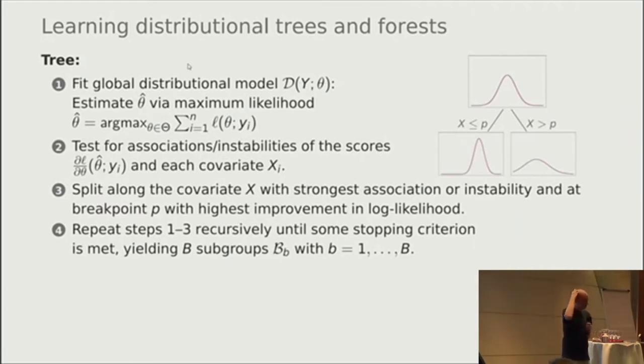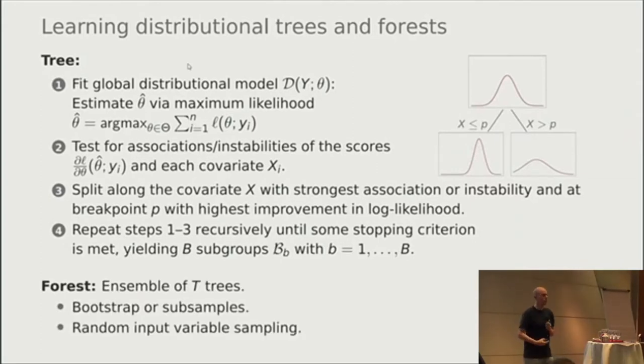So the nice thing is that I only ever have to fit the model just on the response without any covariates, and the covariates just enter by checking whether there's something there, whether the model misfit is associated with one of the regressors, and then you find the best split.